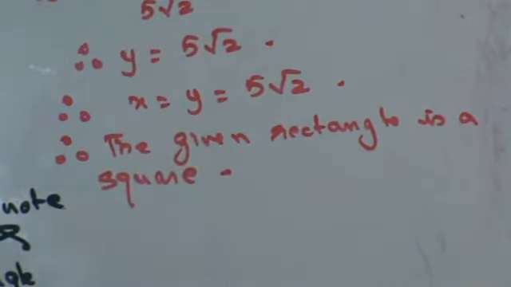Right? Two things you have to prove here. You have to prove that the perimeter is minimum. And you have to prove that it is a square. Right? Let's see another sum, guys.